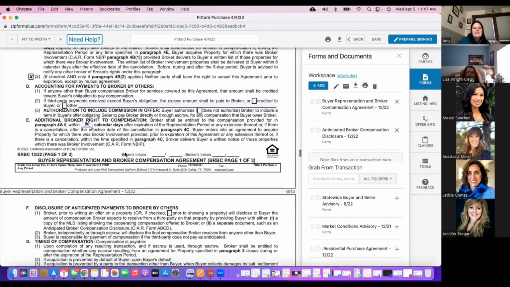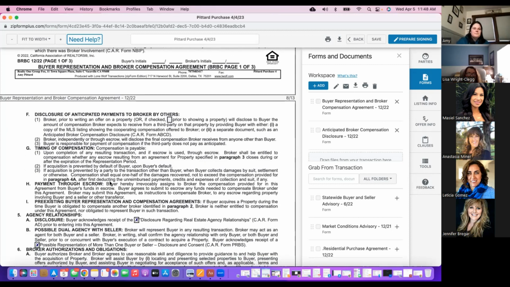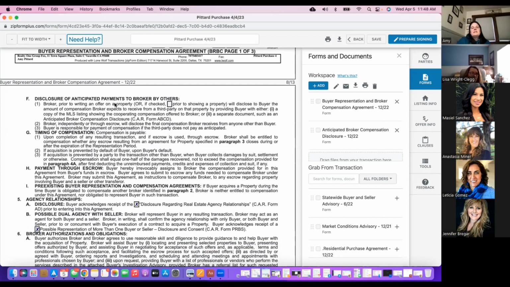Okay, so that's how I would explain the first page to my buyers. Just kind of summarize each section and what that means to them in layman terms. Disclosure of anticipated payments to broker. Broker, prior to writing an offer on a property, will disclose to the buyer the amount of compensation broker expects to receive from the third party on that property by providing buyer with either a copy of the MLS listing showing the cooperating compensation offered to broker or a separate document such as an anticipated broker compensation disclosure. That's that ABCD form. So you can do it either way.